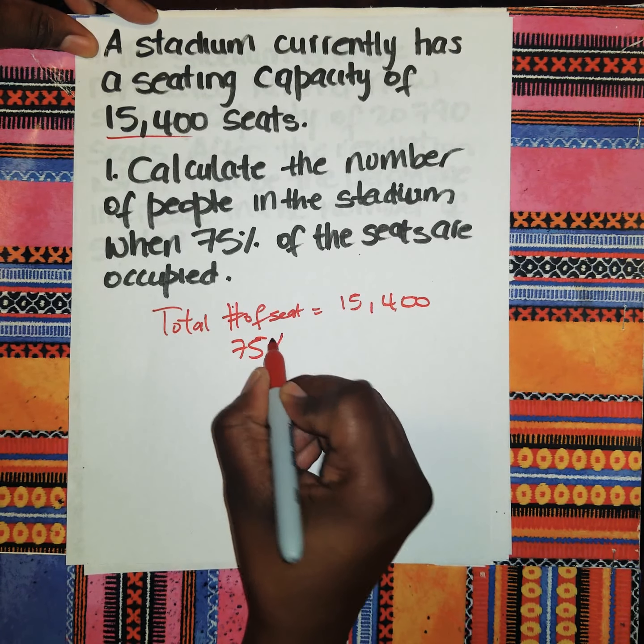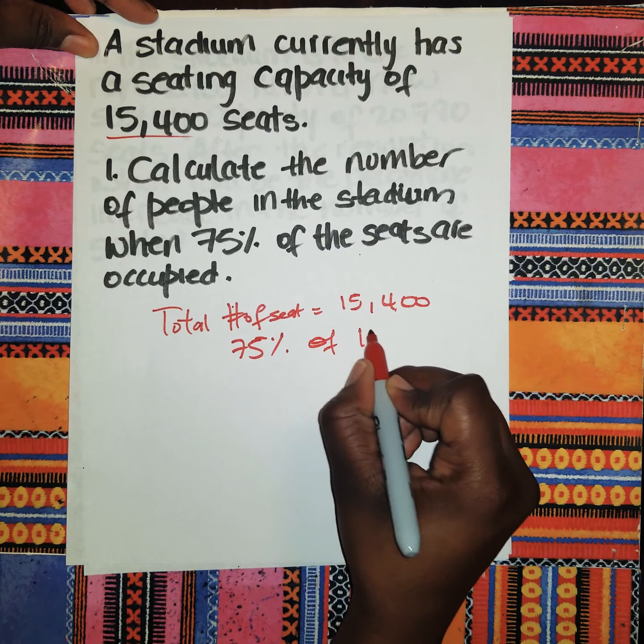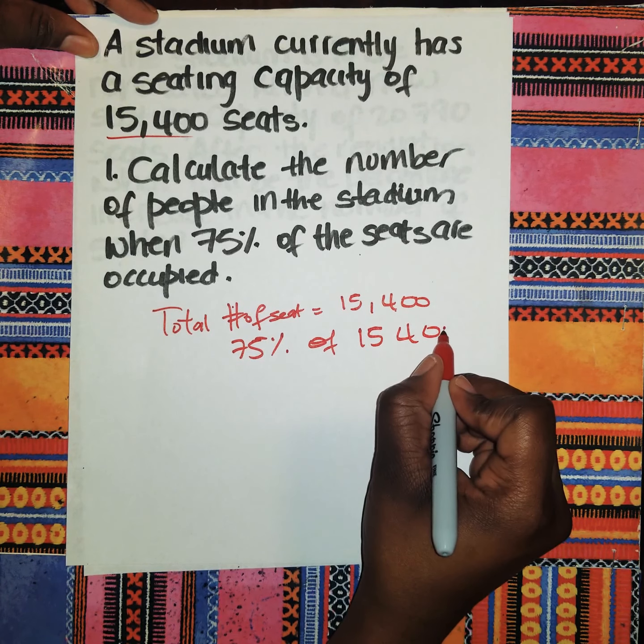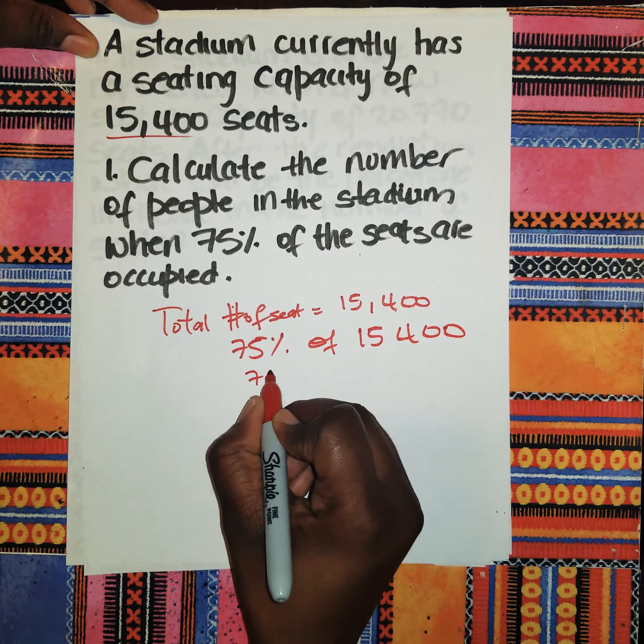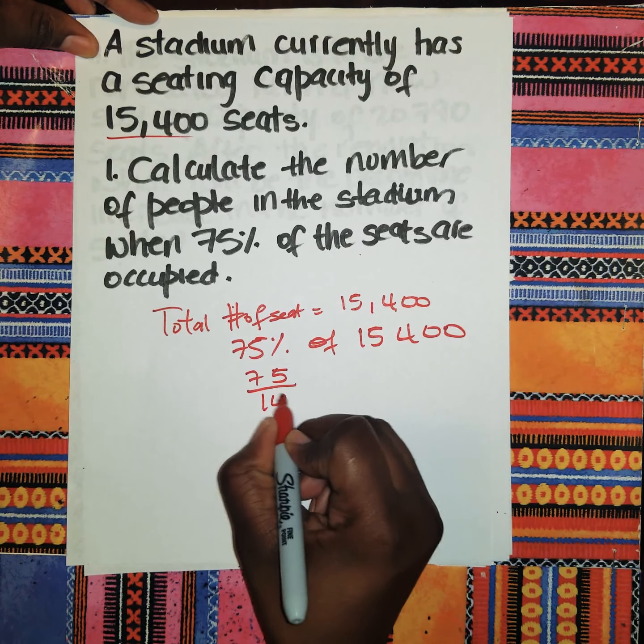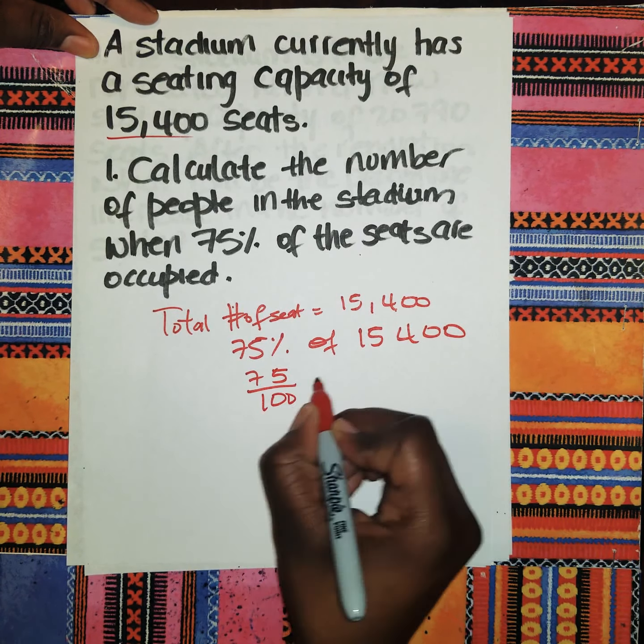So 75% of 15,400. As a fraction, 75 is going to be 75 over 100 times 15,400.